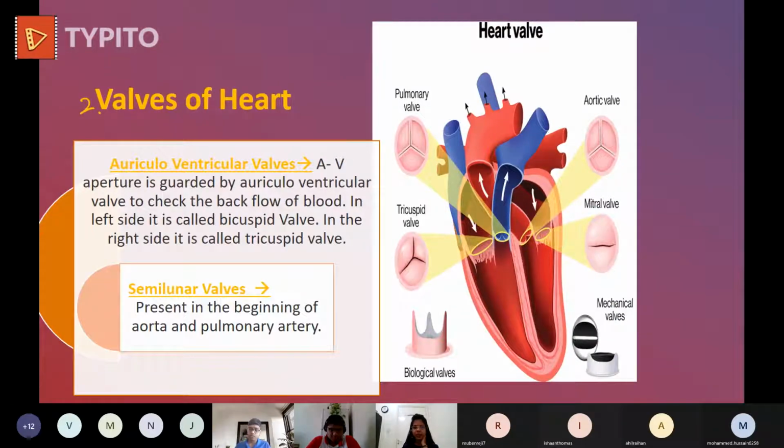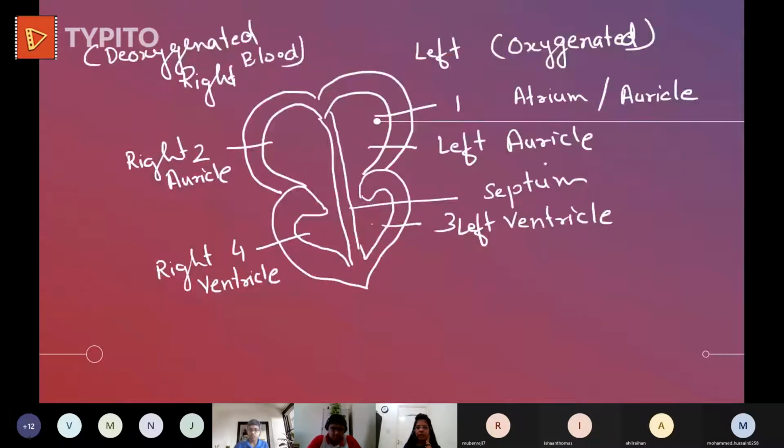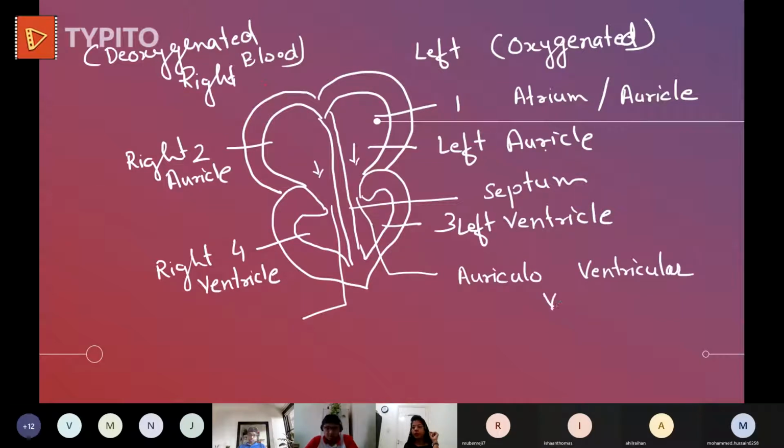Okay, now we'll discuss the valves of the heart. Now look here, it is the auricle, it is the ventricle, and this is the auriculoventricular aperture. Okay, auriculoventricular aperture. So there is a valve. What is a valve? A valve is a muscular structure which checks the unidirectional flow of blood. Blood always moves from auricle to ventricle, and that is controlled by the valve. So here is a valve and its name is the auriculoventricular valve.